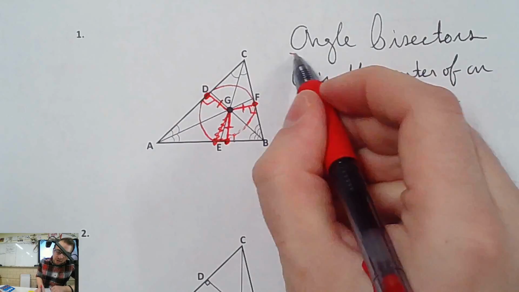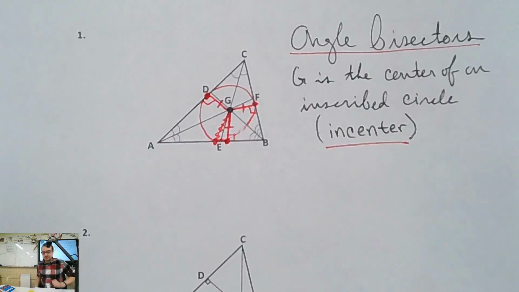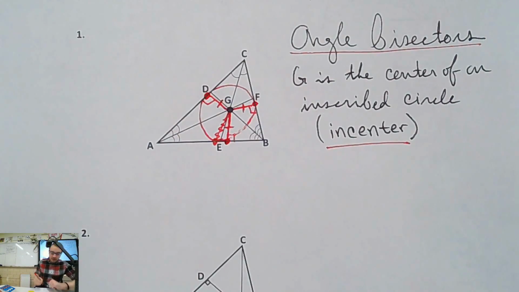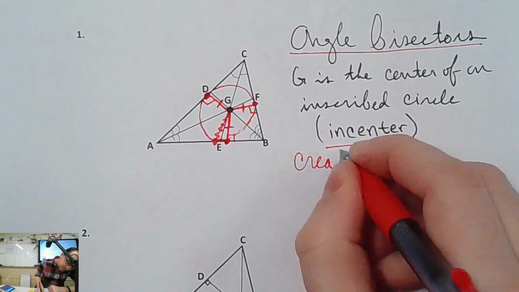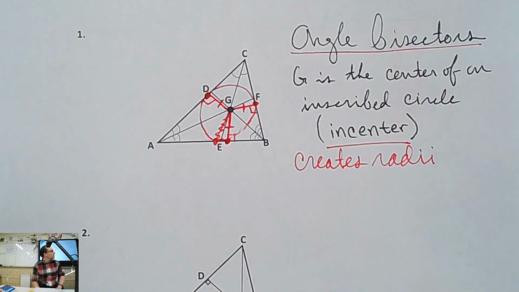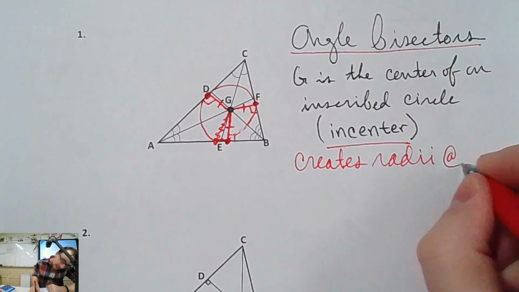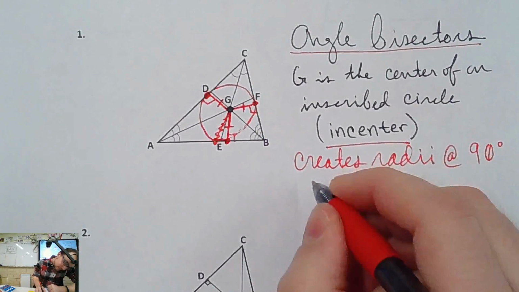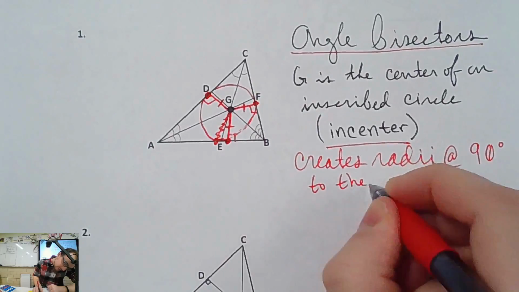So the center of the angle bisectors is the incenter. It creates radii, radii, at 90 degrees to the sides.